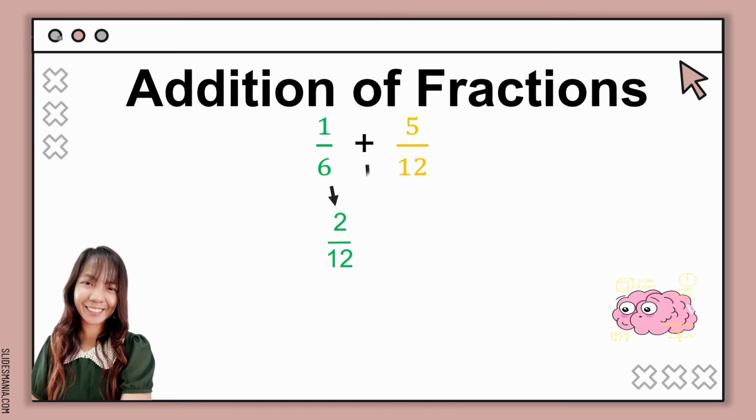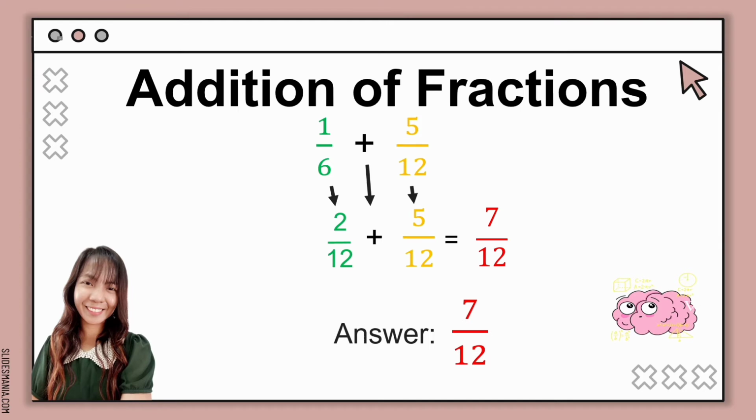Okay, so now we can proceed to addition. We can now add the two fractions because they now have the same denominators. So just add the numerators. 2 plus 5, 7. And then just simply copy the denominator. So again, the answer is 7 over 12.